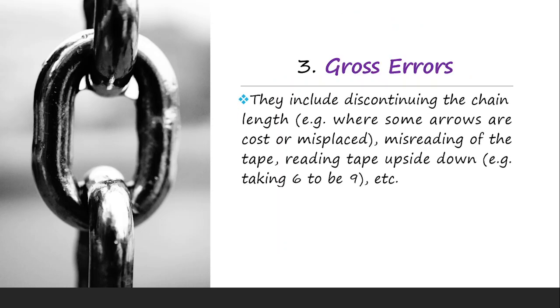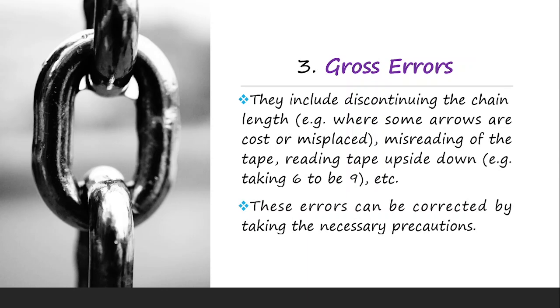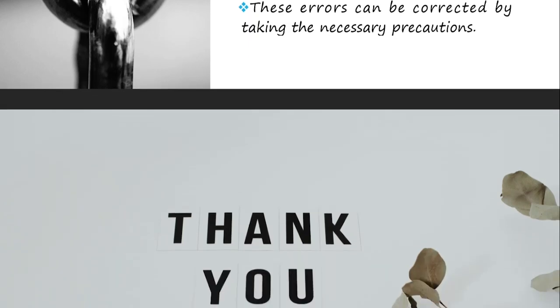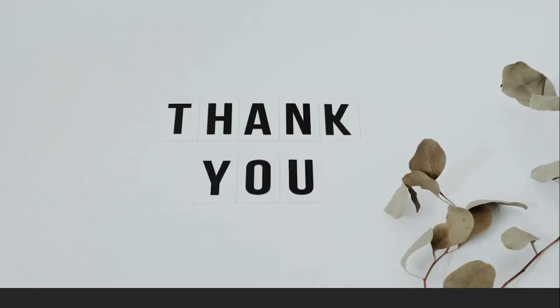They include discontinuing the chain length, for example where some arrows are missed or misplaced. This is an example of a gross error, where some arrows, when you are carrying out chain surveying, are missed or misplaced. Also, misreading the tape or reading the tape upside down, for example taking 6 to be 9, etc. These are very serious errors, and they can be fixed by cross-checking the results of the surveying. These errors can be corrected by necessary precautions. That's the easy way to correct these kinds of errors or mistakes.